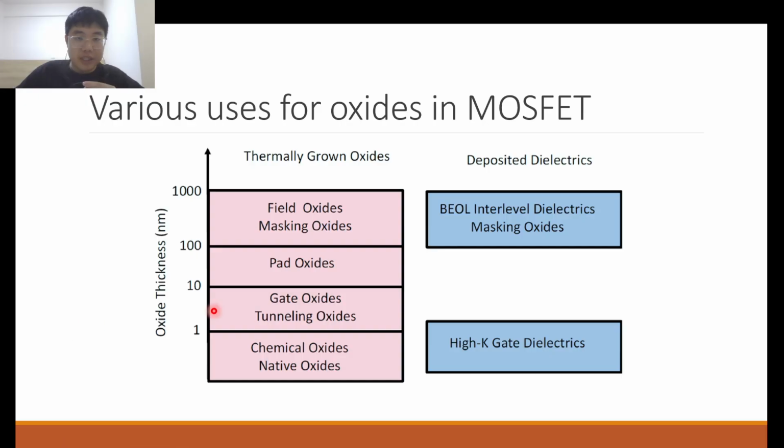As you've covered in chapter 2, the second video, it can be used for field oxides to define certain areas. It can be used as pad oxides, especially between the silicon and nitride layers, because of the high stress between the silicon and nitride crystal lattices. And it can also be used as gate oxides.